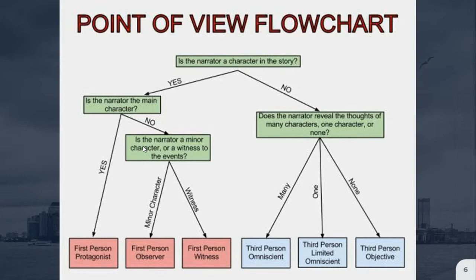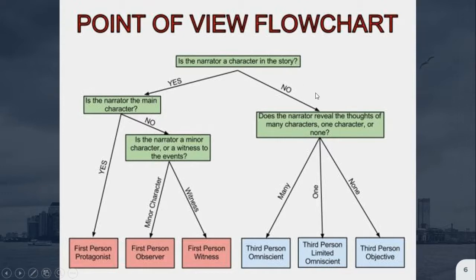So this is quite important to differentiate between. We need to be able to differentiate between whether they are a minor character that is simply along for the ride and they are therefore an observer, or if they are not related to the events at all, but they're just witnessing what is happening and they are therefore a witness. This differentiation is quite nuanced, so we'll discuss this in a little bit more depth just now.